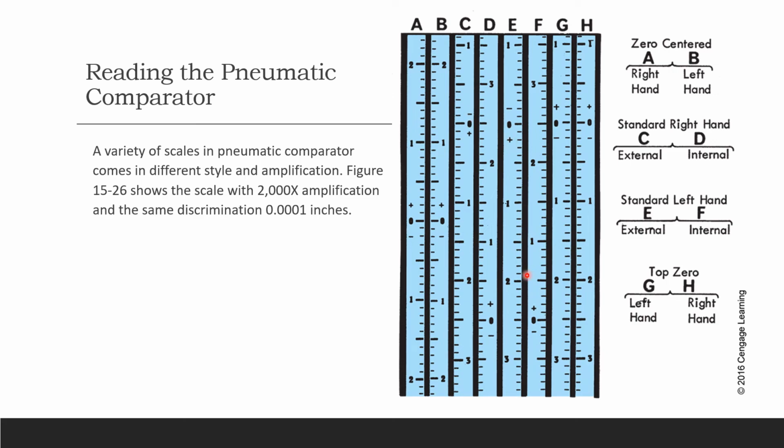So when you take a look at the picture, go slowly and try to find where the pluses are. Otherwise, you won't be able to see it. Anyway, we're not getting into details. All you have to understand right here is reading the pneumatic comparator. We have a variety of scales. They all come in different styles and amplification. Usually we go with 2000 times amplification and with discrimination of again 0.0001 inches.